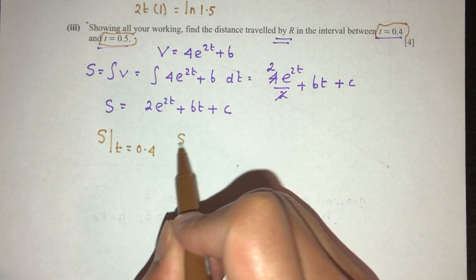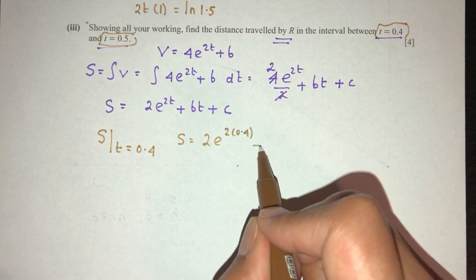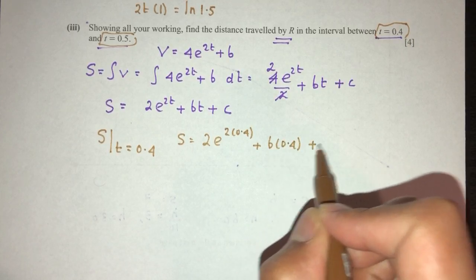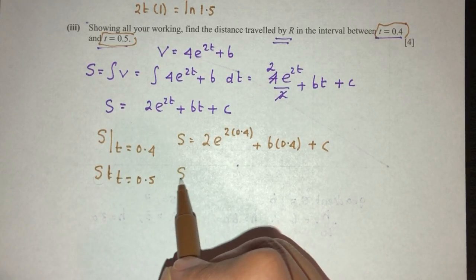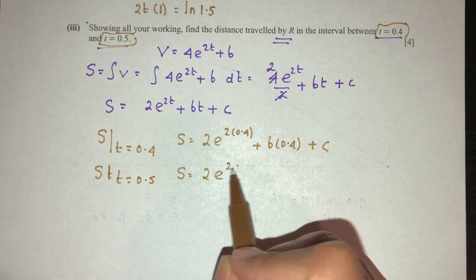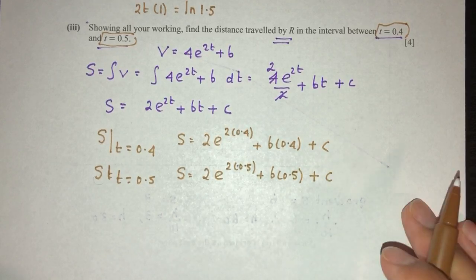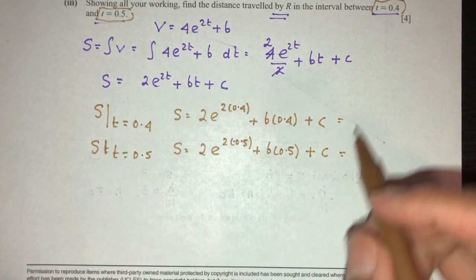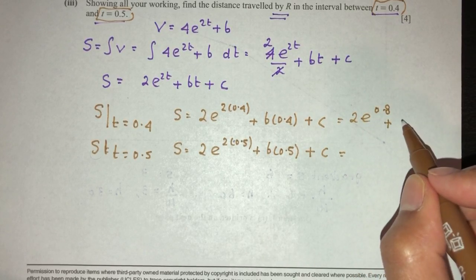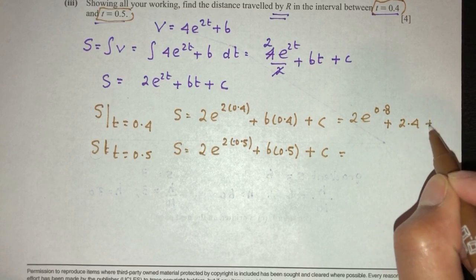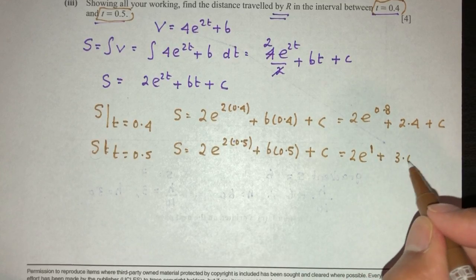0.4 first. That will be s equal to 2 exponential 2 times 0.4 plus 6 times 0.4, and then plus c. Now s at t equal to 0.5, that will be 2 times exponential 2 times 0.5 plus 6 times 0.5 plus c. So simplify, that will be what? 2 exponential 0.8 plus 2.4 plus c. And this is 2 exponential 1 plus 3 plus c.